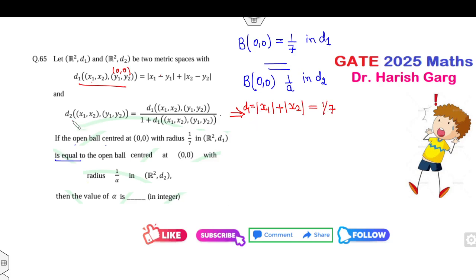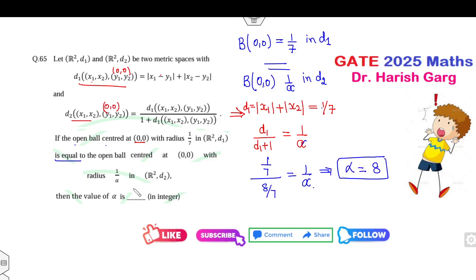Fine. If you look at d2, again the center is at distance from 0, 0. So this value will be d1 over d1 plus 1, which is equal to 1 over a. Now d1 is 1/7, so it is 1/8, which is 1 over a or alpha. This is alpha. So can you find the value of alpha? So you can see 1 over 8 is 1 over alpha. Alpha is 8, the right answer of this problem.